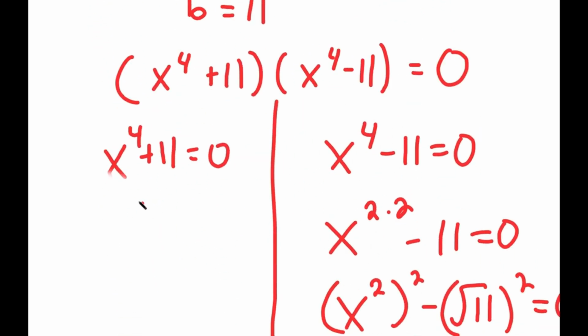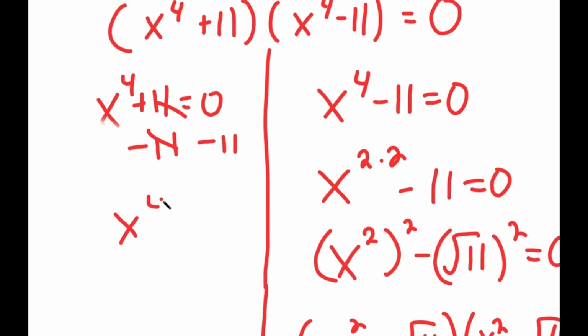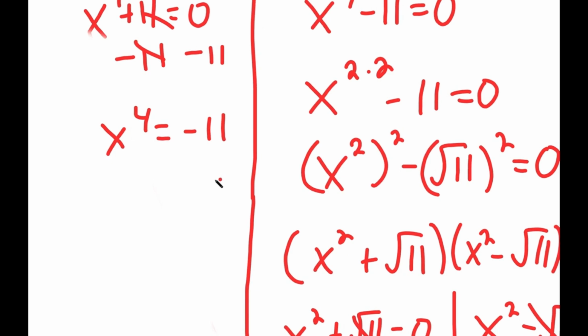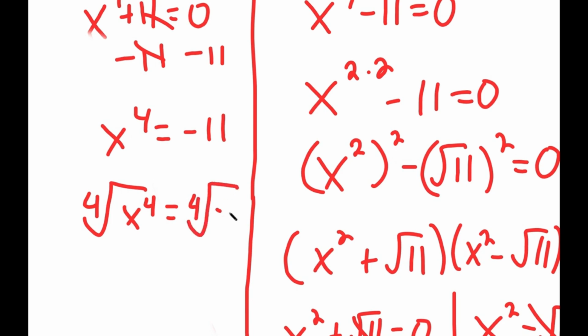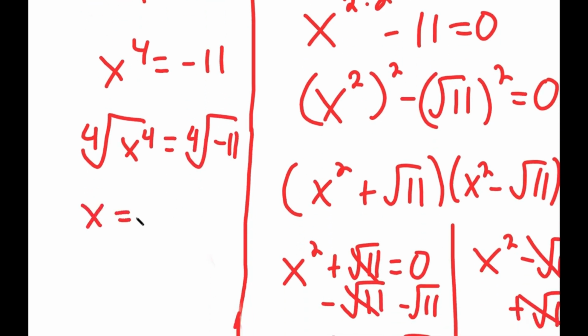Now going back here, I have x to the power 4 plus 11 equals 0. So I can subtract 11 on both sides, and I get x to the power 4 equals negative 11. Now I can take the fourth root on both sides. So I get x is equal to the fourth root of negative 11, and this is positive or negative.